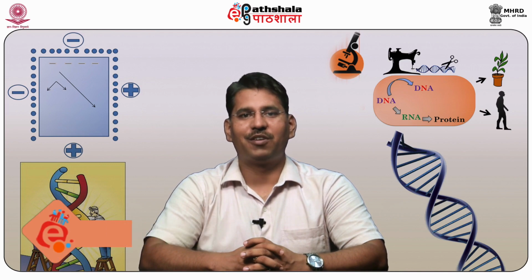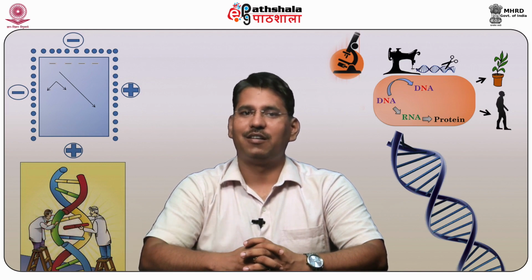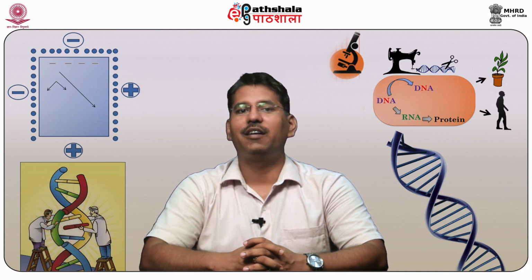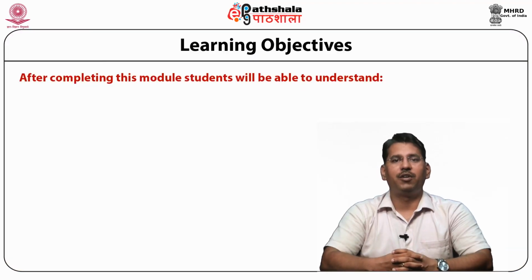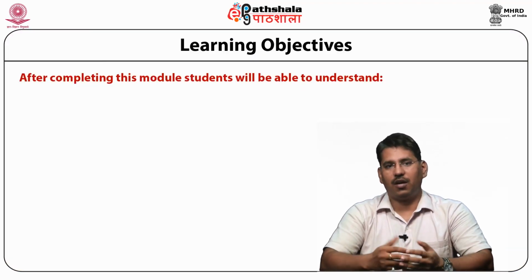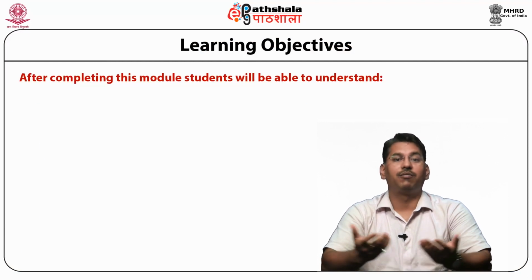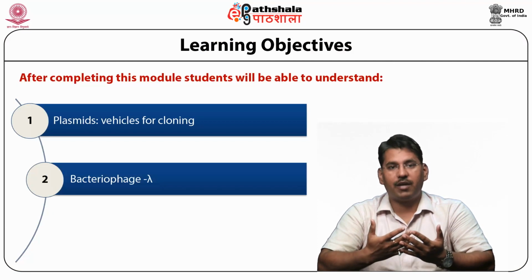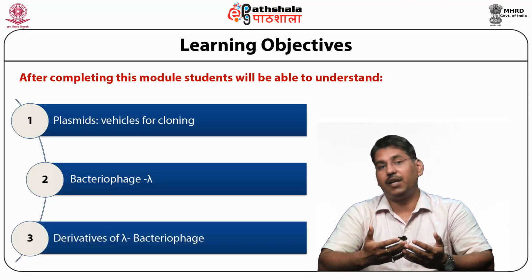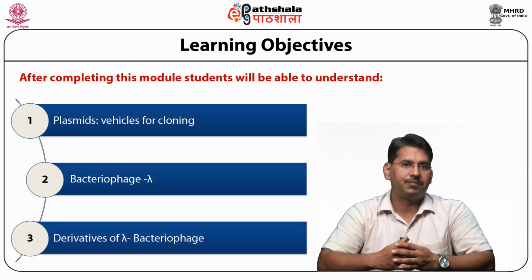Today we are going to talk on the module Plasmid, Lambda-based vectors and derivatives, under the paper Genetic Engineering and Recombinant DNA Technology. After completing this module, you should be able to understand plasmids, that is, vehicles for cloning, lambda bacteriophages and derivatives of lambda bacteriophages.